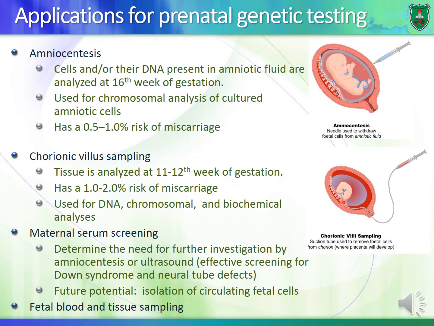So cells can be isolated, and these can be done earlier than amniocentesis. At the 11th or 12th week of gestation, they can be removed, and chromosomes as well as DNA can be analyzed, as well as biochemical analysis can be carried out. The problem is that there is higher risk of miscarriage than amniocentesis, up to 2%.